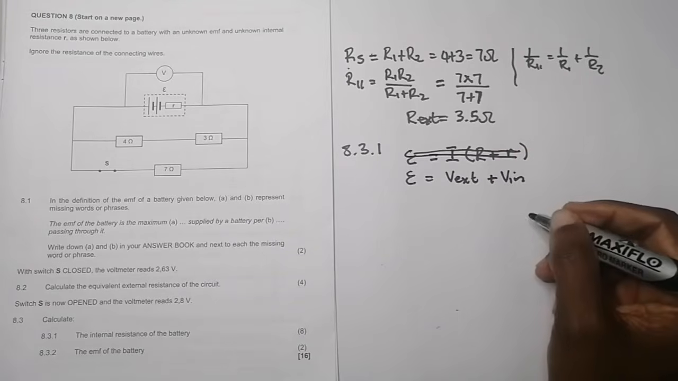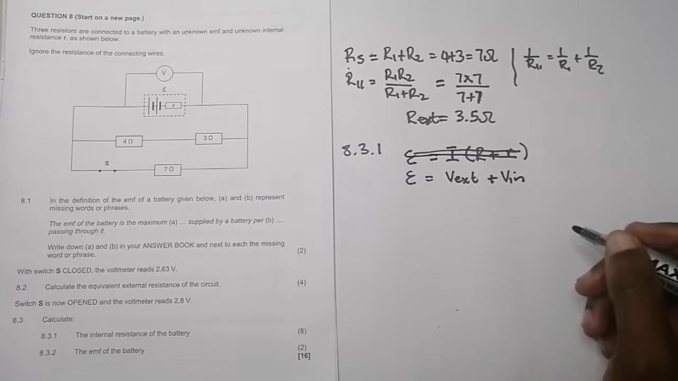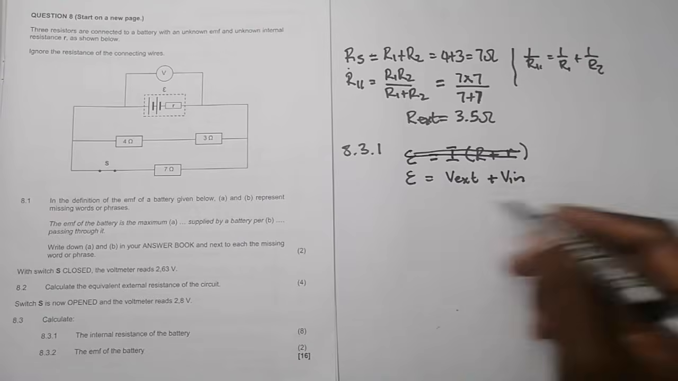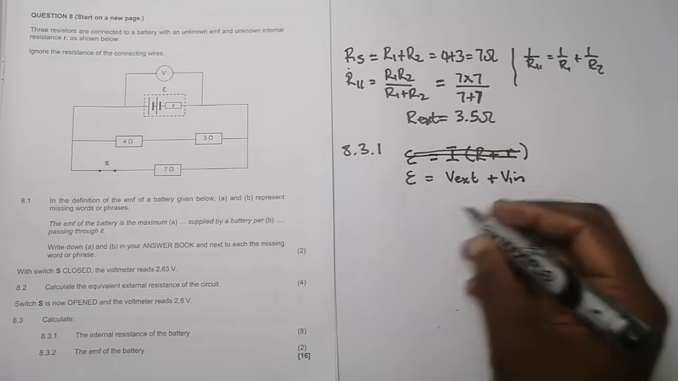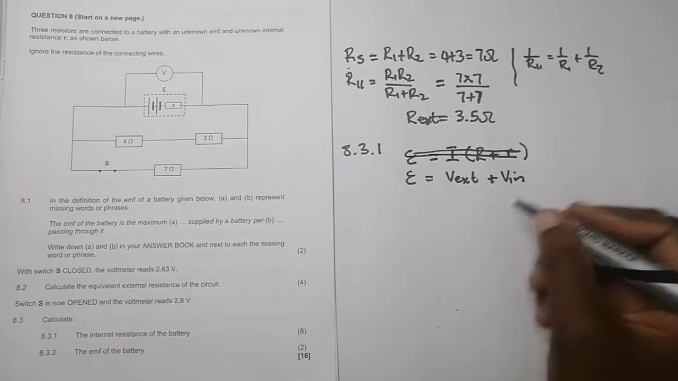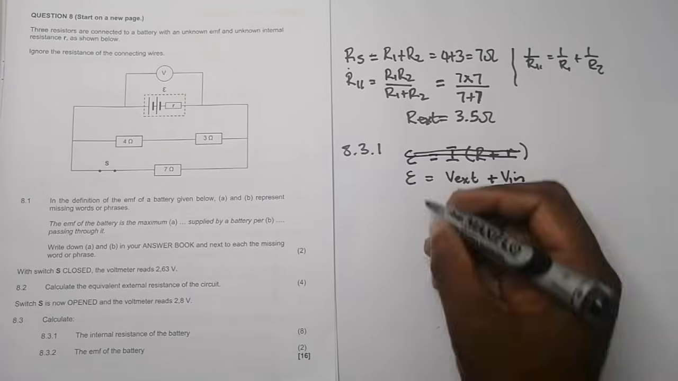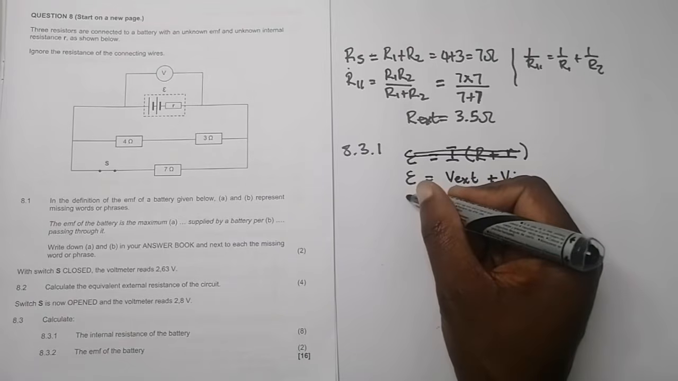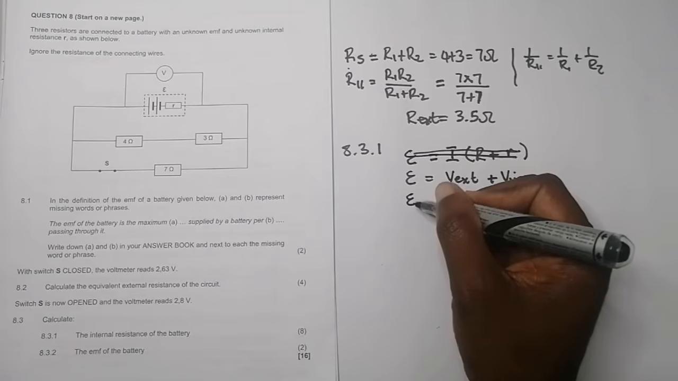Now, if you're not sure where we get this from, it means you haven't watched our playlist on Ohm's law. Please go back, look at that, and you'll see where we got this formula from. So we say, well, EMF is V external plus V internal. In this case, I know I'm looking for the internal resistance.